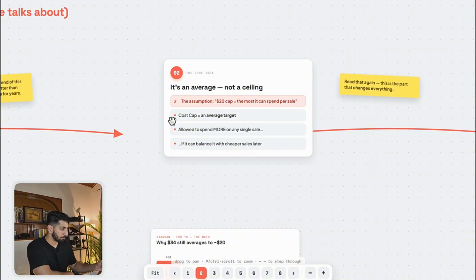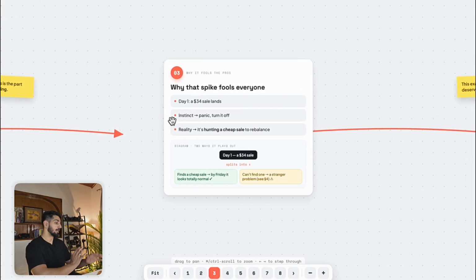Now, this is something that a lot of people don't understand, and why this catches a lot of experienced advertisers off guard is because picture this: you set a cap of $20, day one, you get a sale for $34. A lot of people are going to think instinctively that something is wrong with your ads. So they end up turning off the campaign, turning off the ads and making a bunch of major changes. But this isn't Facebook malfunctioning. It is Facebook functioning how it's supposed to. And the problem is most people don't understand that because they don't know how things actually work.